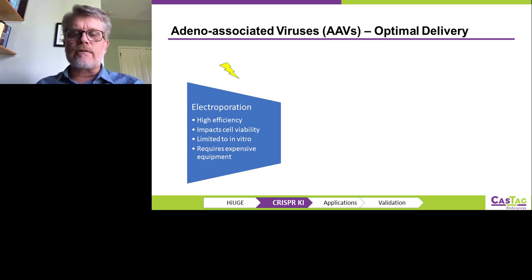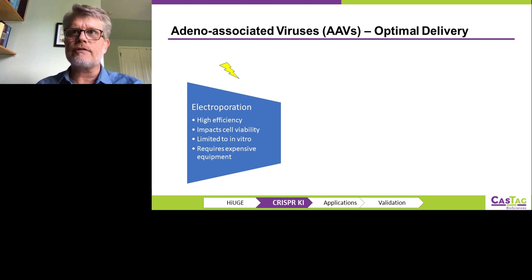And then finally, viral delivery is another option. In this case, we utilize adeno-associated virus. The reason for this is that adeno-associated viruses, depending on the serotype that you're using, can have very broad tropism. So there's no optimization that's required. You essentially sprinkle the virus onto your cells of interest or inject it into your tissue of interest. And because of its broad tropism, it will infect these cells at a very high efficiency.